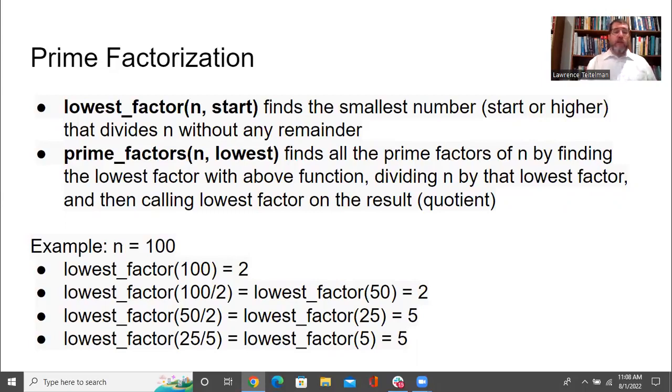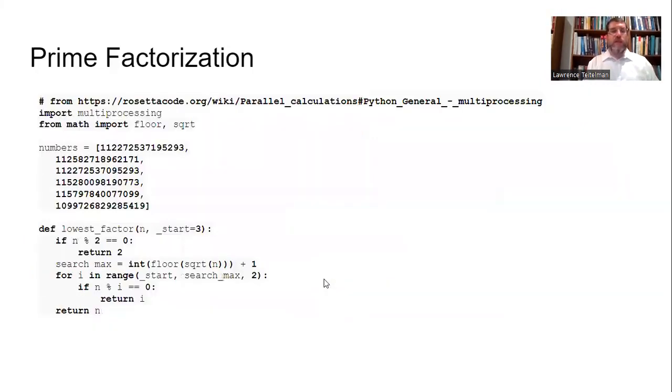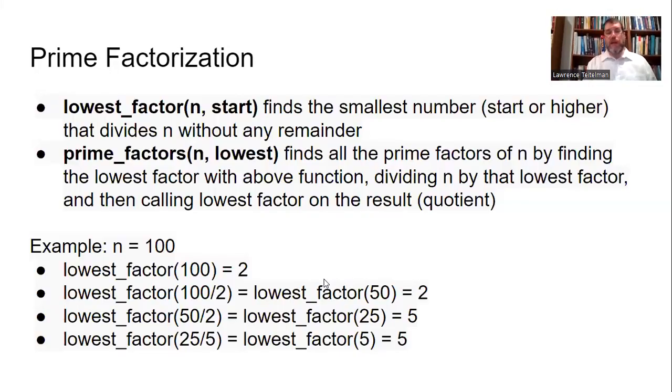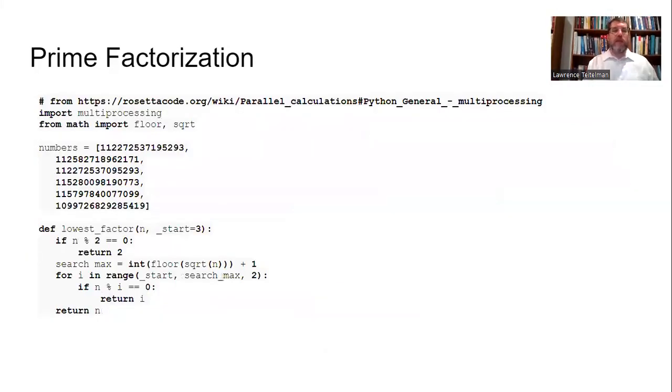All right, here's an example. We call lowest factor with 100, and we get a 2. Then we take the lowest factor of 50, which is 2. The lowest factor of 25 is 5. We take all these numbers, and we get our prime factors that way, right? So here is an example.